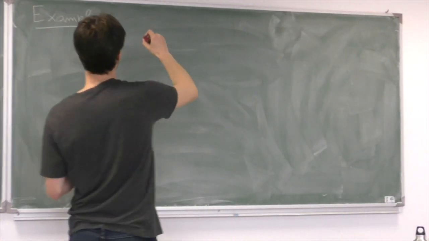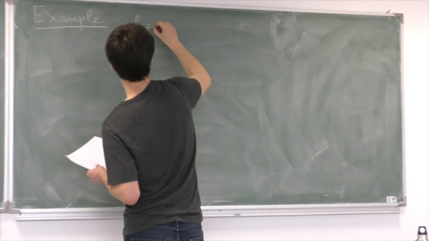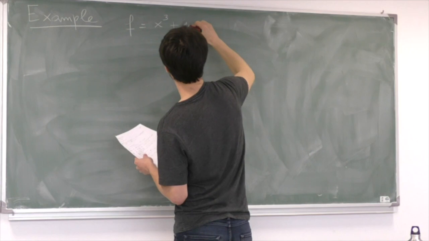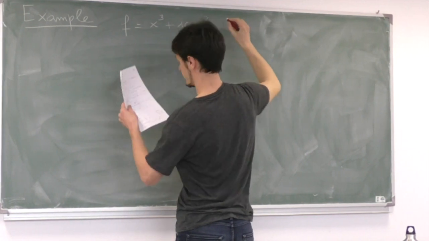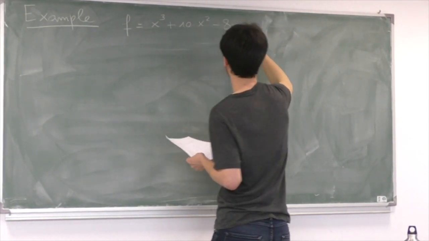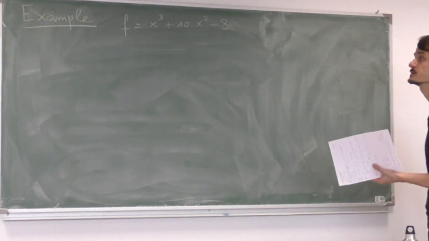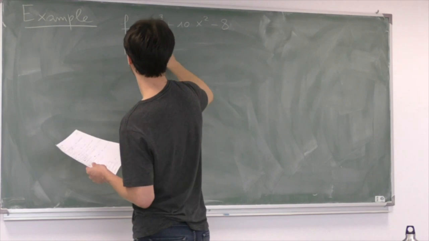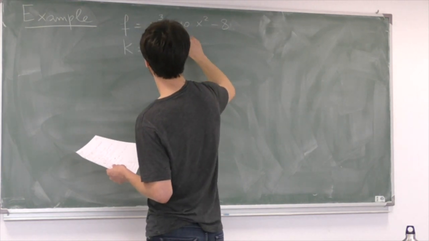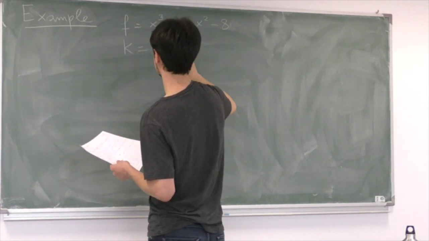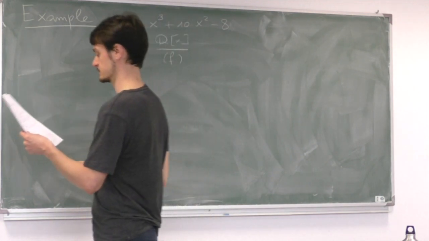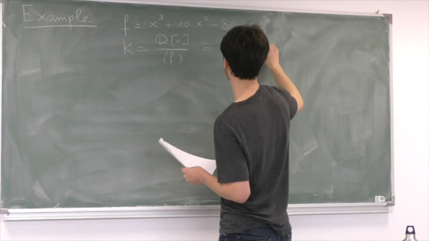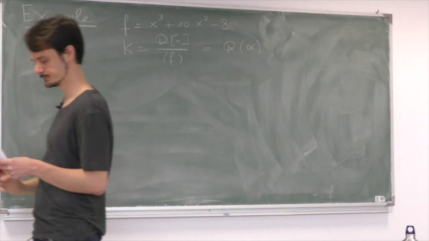So consider the polynomial f equal to x cubed plus 10 times x squared minus 8. Polynomial of degree 3. It's monic, integer coefficients, and one can check that it's irreducible. We consider the Étale algebra generated by f, which in this case is actually a number field, because f is irreducible. And we're gonna use the notation introduced before, Q(alpha).